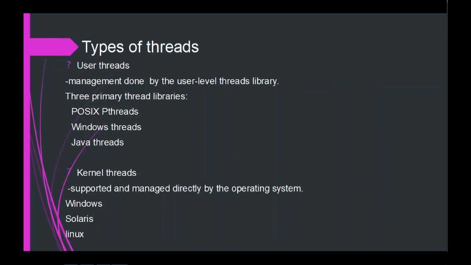So, types of threads. There are two types of threads: user threads and kernel threads. User thread management is done by a user-level threads library. The primary thread libraries are POSIX pthreads, Windows threads, and Java threads. Kernel threads are supported and managed directly by the operating system: Windows, Solaris, and Linux.